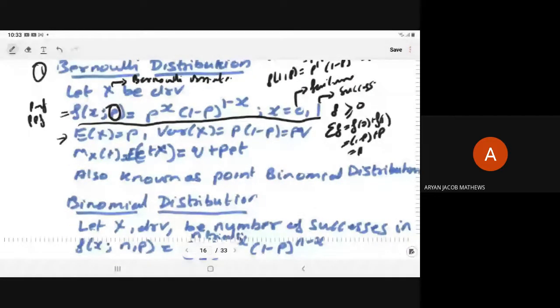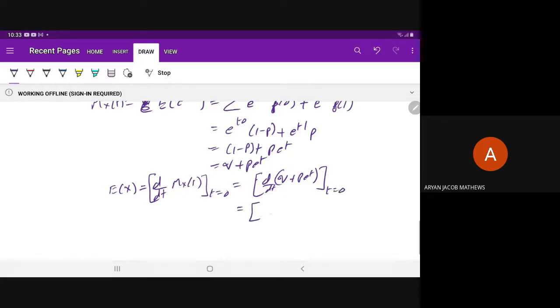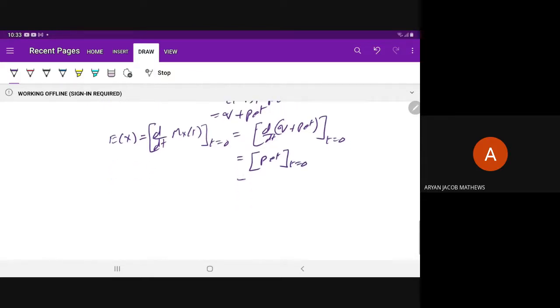And you also know we can compute the expectation from the MGF also. E(X) is the dM/dt of M_X(t) at t equal to 0. So it is the derivative of (q + p e^t) at t equal to 0, that is p e^t at t equal to 0. So that will give you p.